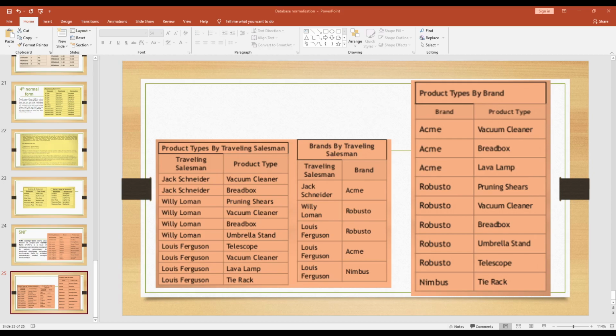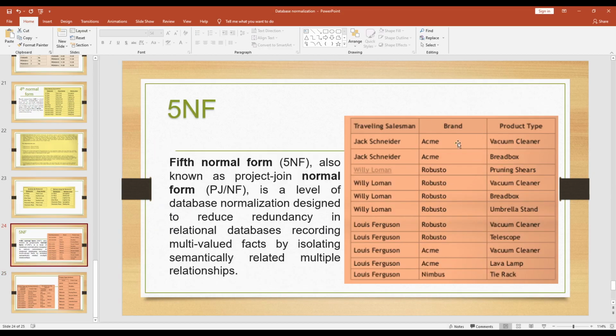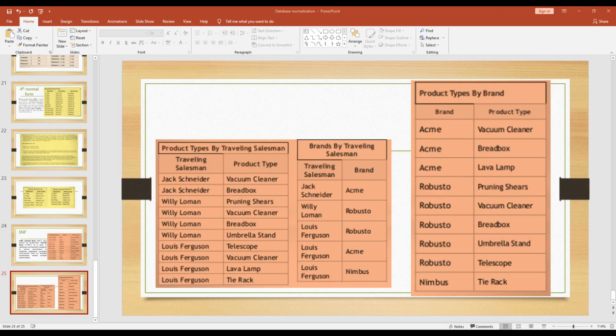Consider the following example. The table's predicate is: products of the type designated by product type, made by the brand designated by brand, are available from the traveling salesman designated by traveling salesman. In the absence of any rules restricting the valid possible combinations of traveling salesman, brand, and product type, the three-attribute table above is necessary in order to model the situation correctly.